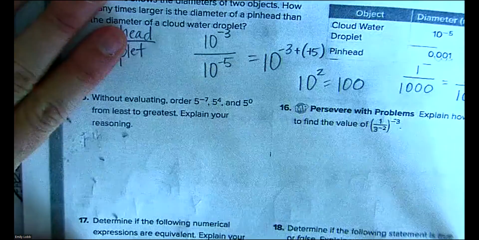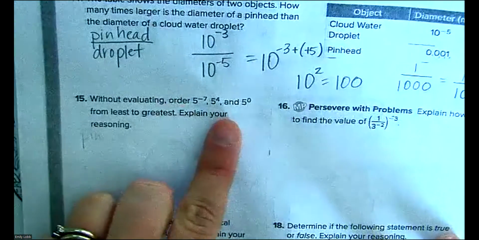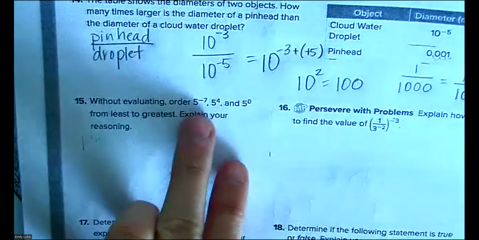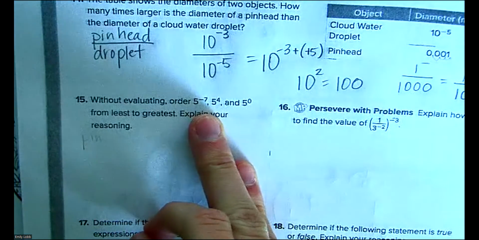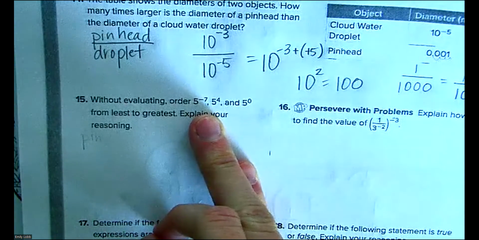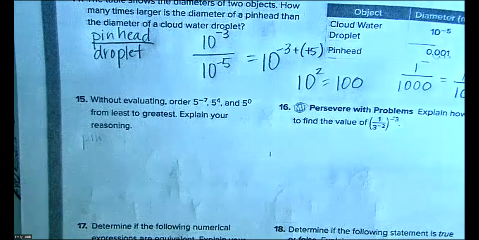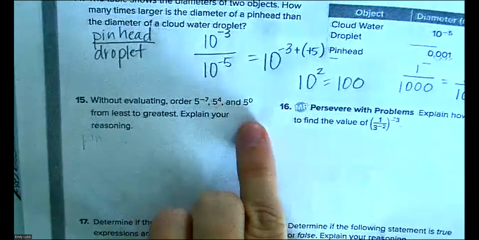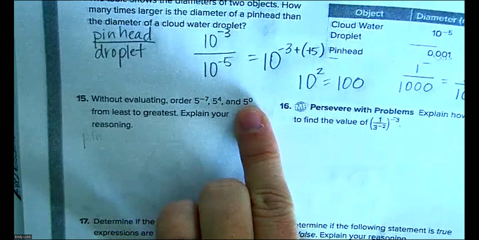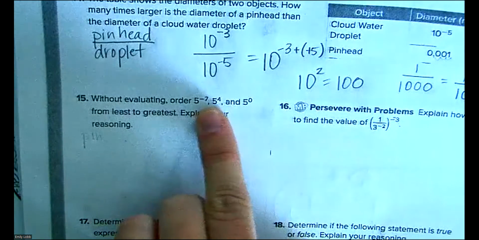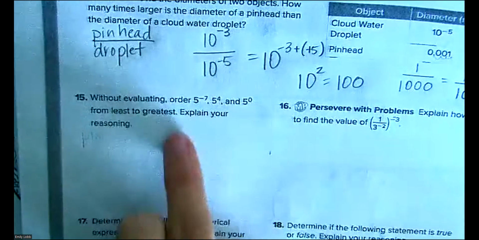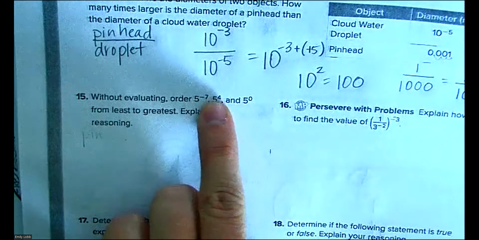All right, without evaluating, order these from least to greatest. Well, what do we know about negative exponents? They have to go to the basement. So if our denominator is really big, it's probably a pretty small number. What do we know about to the power of 0? It equals what? 1. And what do we know about positive exponents? It's pretty big, right? As long as that number is greater than 1.